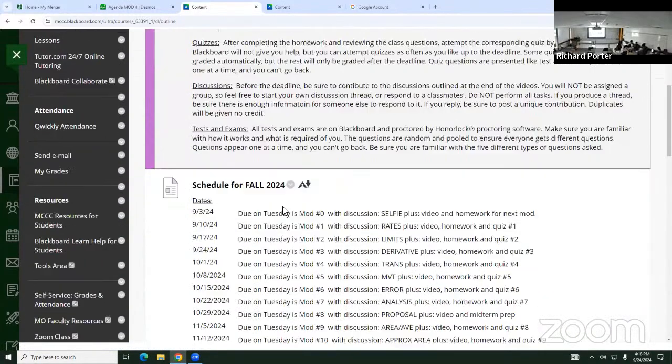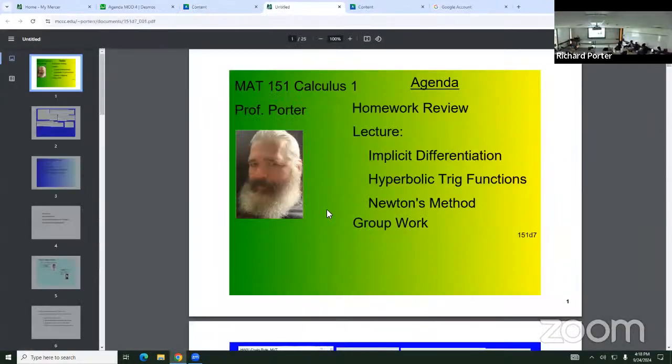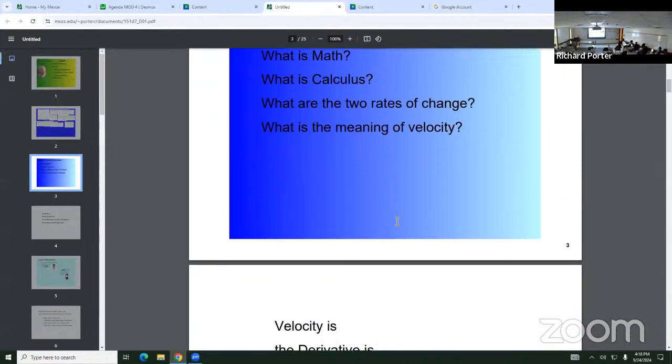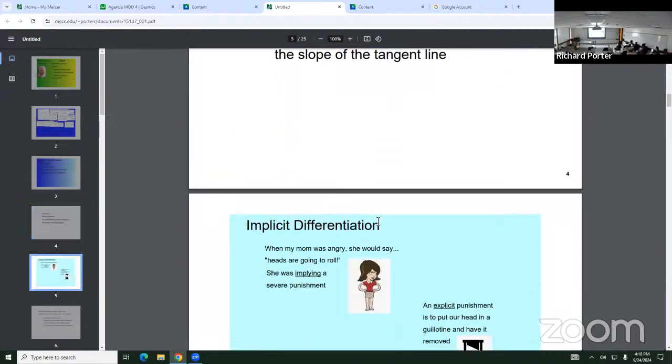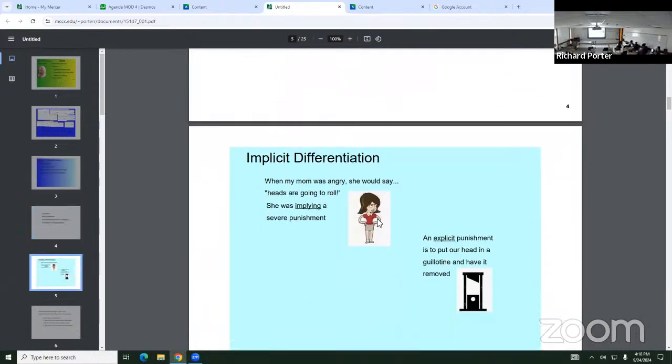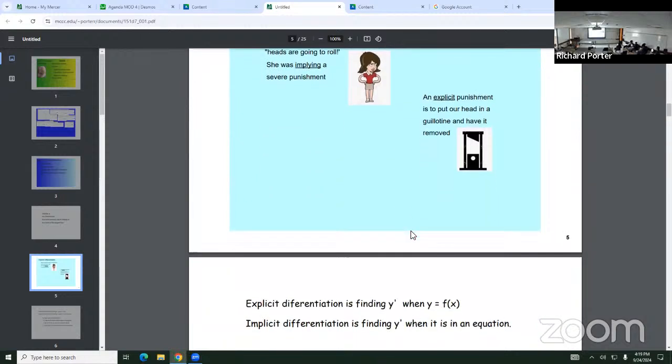So let's take a look at the different topics covered here under implicit differentiation. So what is implicit differentiation? Velocity is the derivative of position, so velocity is another way of saying instantaneous rate of change, by the way. Implicit differentiation is that you are implying something.